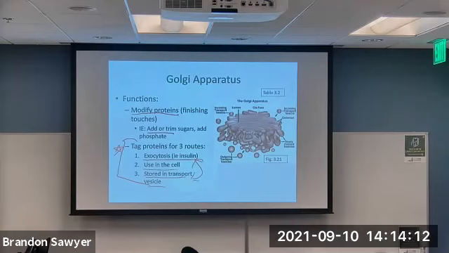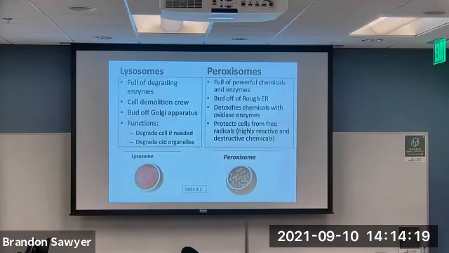Okay. Questions on any of that so far? Okay. All right. So then we got two other ones here that look quite similar. They're really both just these little individual vesicles, but they contain different types of things.